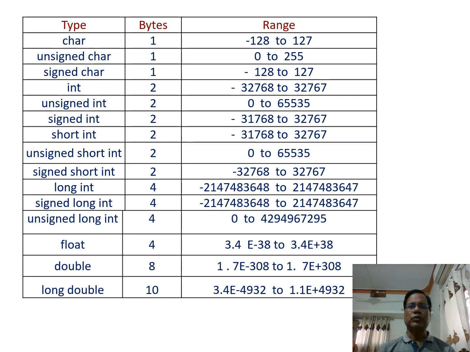So this table shows the various data types and how many bytes a particular data type uses to store the data, and also specifies the range of the data. For example, if we declare char as a variable data type, it needs one memory location and its range is from -128 to 127.